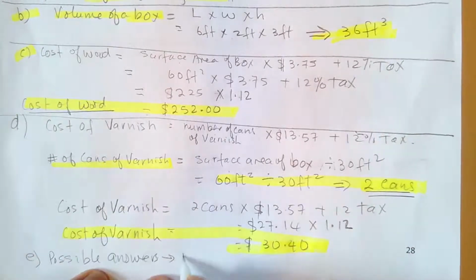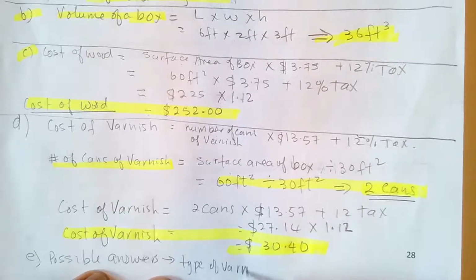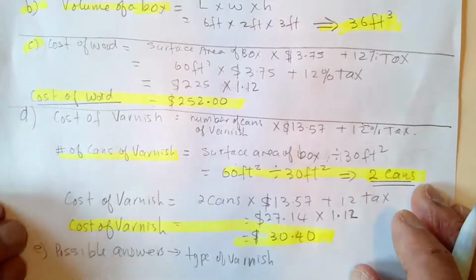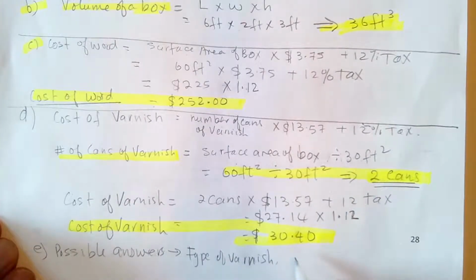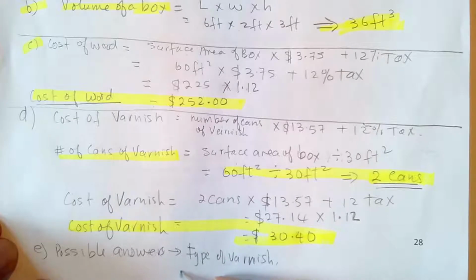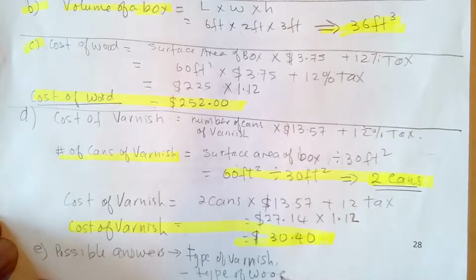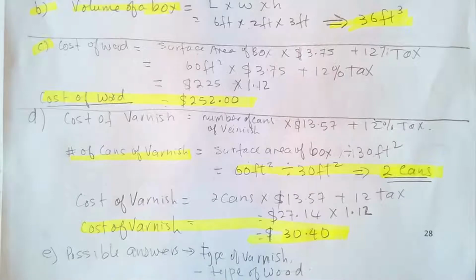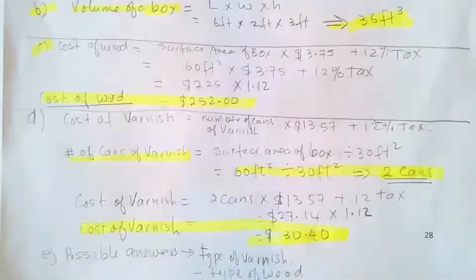One would be the type of varnish, because there are deluxe ones that are easy to clean, more long lasting, etc. Or the type of wood. You can buy pressure-treated wood, which may cost more depending on the type of wood you purchase. So these are possible answers. Other answers are possible, but these are two of them.